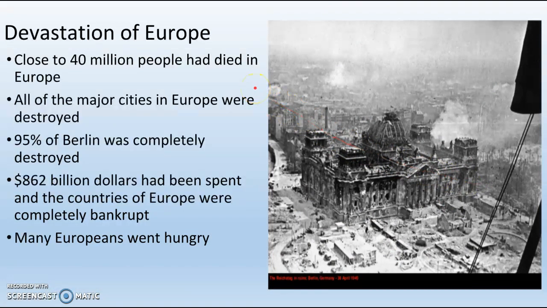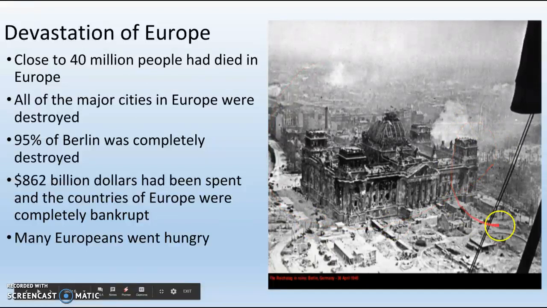So, other than the Holocaust, close to 40 million people, not counting the 11 million from the Holocaust, died in Europe because of World War II. All of the major cities in Europe are completely destroyed. 95% of Berlin, that's the capital of Germany, is completely destroyed, nothing but ruins. You can see a picture here. This was taken 30 April 1945. Germany is totally blown away.